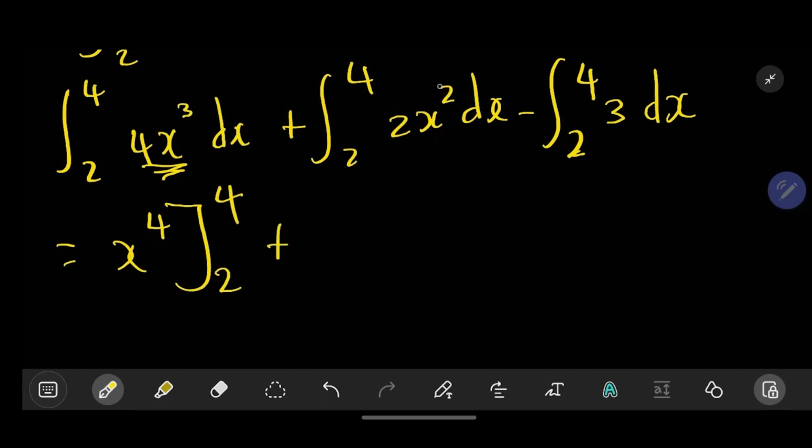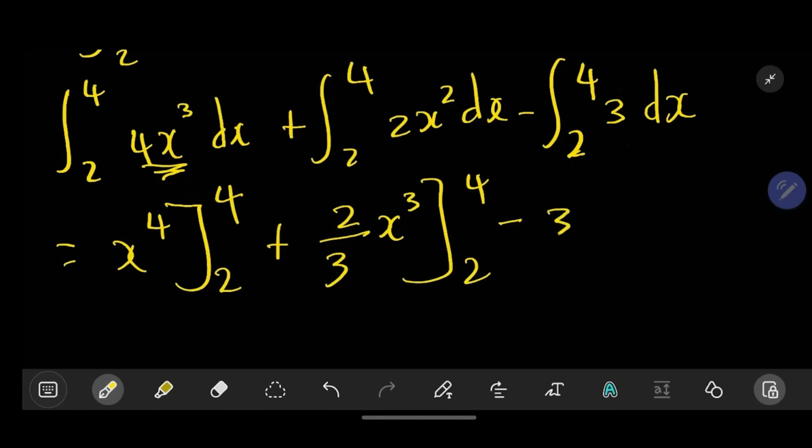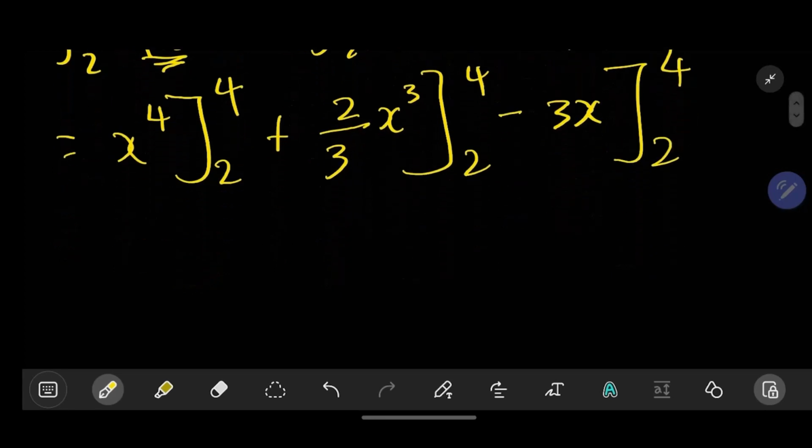Here we're going to do the same thing, the power rule, multiplication over constant rule. So we got 2x cubed all over 3. Okay, so we have 2 over 3 x cubed, and we can evaluate it from 2 to 4, minus, we have a constant here, so the integral of that is basically just 3x, and we're going to take it from 2 to 4. Okay, so all you need to do now is substitute this out.